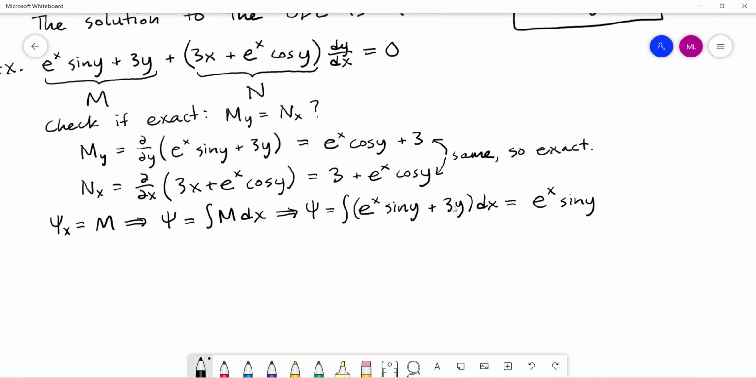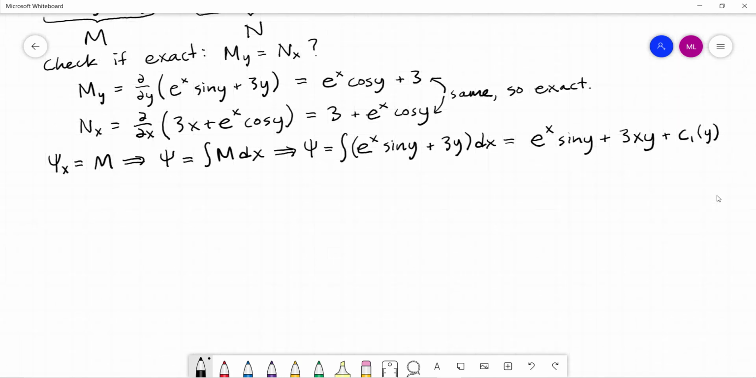And then I also need to integrate this term. What's the integral of 3y with respect to x? Well, this is just a constant. When you integrate a constant, you just get that same constant times x. So plus 3yx, I'll write it as 3xy, plus something that can potentially be a function of y. So here's our first guess for psi, right here. Let's get our second guess for psi and try to reconcile the two.